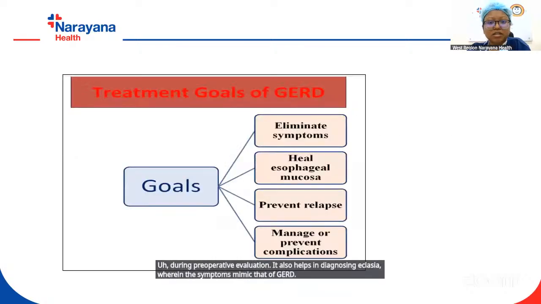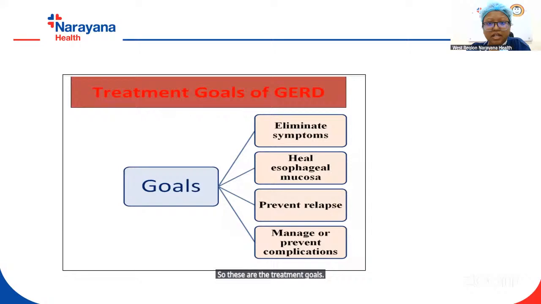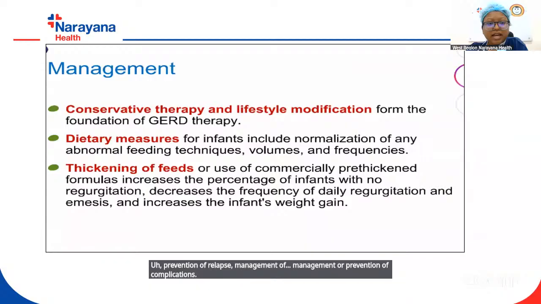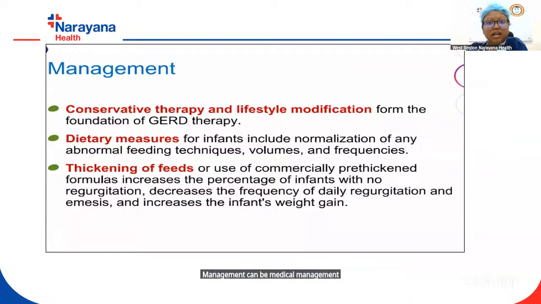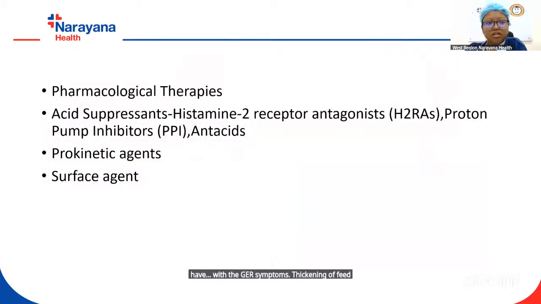So these are the treatment goals: elimination of symptoms, prevention of relapse, management or prevention of complications. Management can be medical management, where lifestyle modification and dietary modifications, such as changing the volume and frequency of feed, help with the GER symptoms. Thickening of feed is another method.